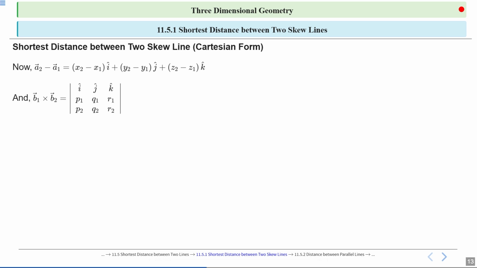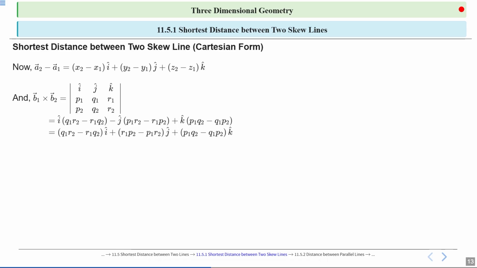And B1 vector cross B2 vector can be written as the determinant of i cap, j cap, k cap, P1, Q1, R1, P2, Q2, R2. So it will be i cap into (Q1 R2 minus R1 Q2) minus j cap into (P1 R2 minus R1 P2) plus k cap into (P1 Q2 minus Q1 P2). So it will be (Q1 R2 minus R1 Q2) i cap plus (R1 P2 minus P1 R2) j cap plus (P1 Q2 minus Q1 P2) k cap.